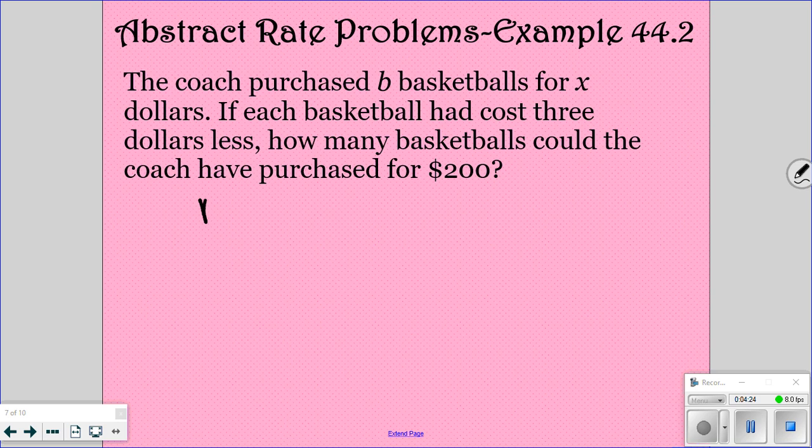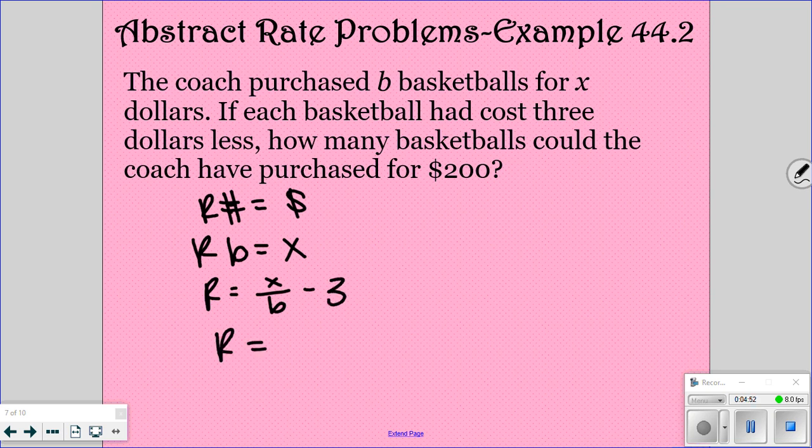So if we do rate times the number of items equals the price. We purchased B basketballs for X dollars, and so our rate would be X over B. Then it says each basketball was $3 less. So that's a price per item change. We're going to change this price per item here, subtracting 3 from it, which means that our rate is actually X minus 3B over B.